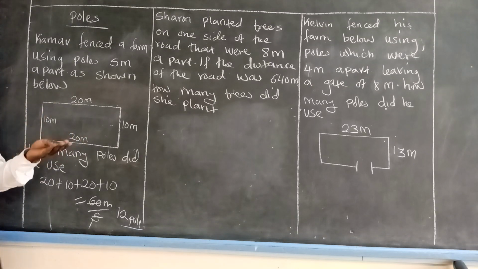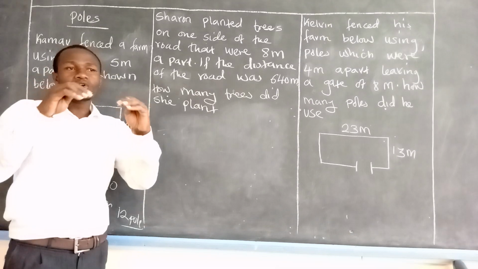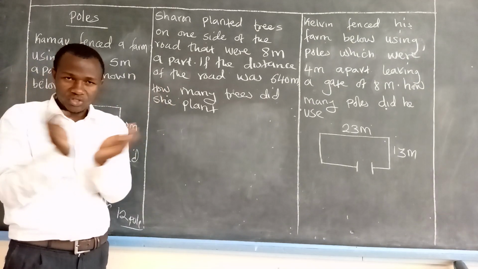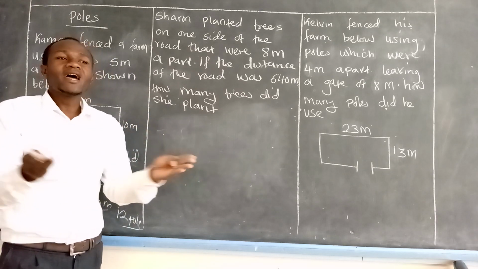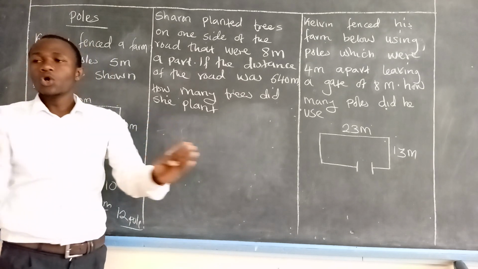This clearly indicates that if the shape of the farm is enclosed, you take the perimeter or the circumference, then divide by the interval, the distance from one pole to another.